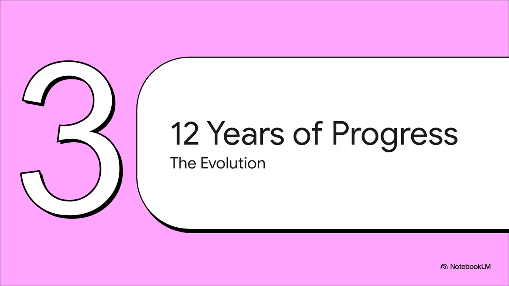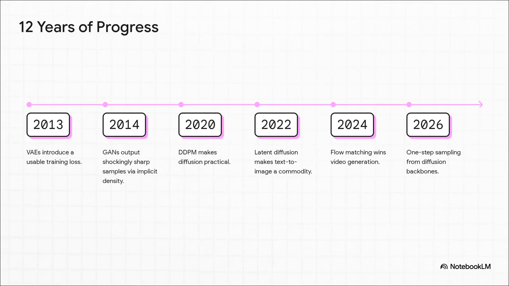Section 3. 12 years of progress. The evolution. Let's see how the industry aggressively jumped between these 5 buckets as compute power scaled up over the last decade. Let's move to the timeline and see how this builds, because it's super fascinating.